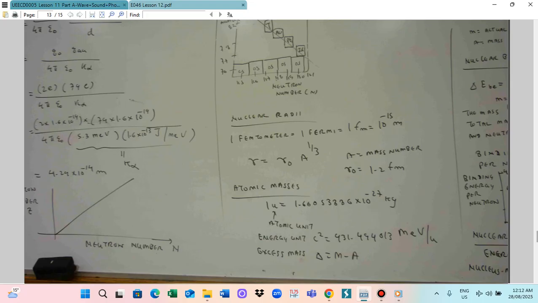So the nuclear radius can be calculated by the equation R equal to R0 multiplied by A power 1 by 3. So A is the mass number and R0 is 1.2 Fermi.